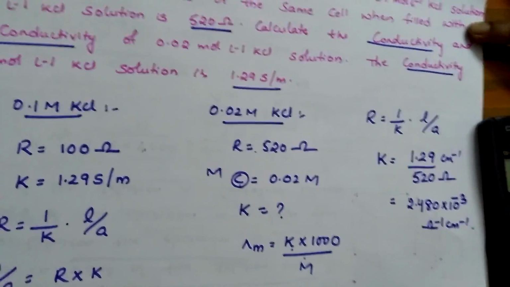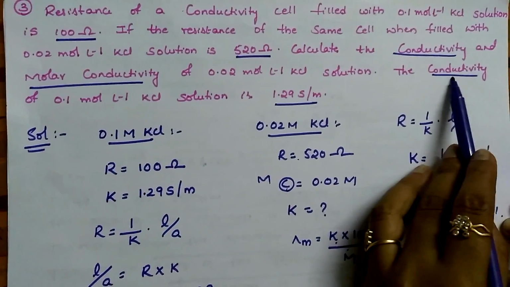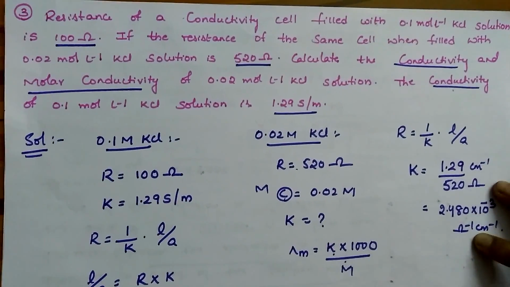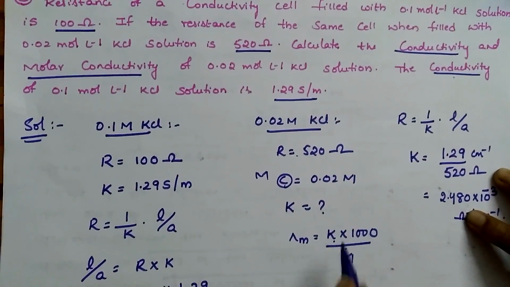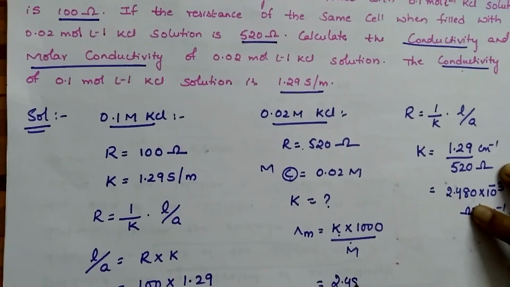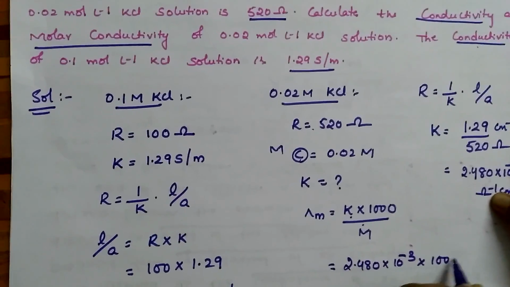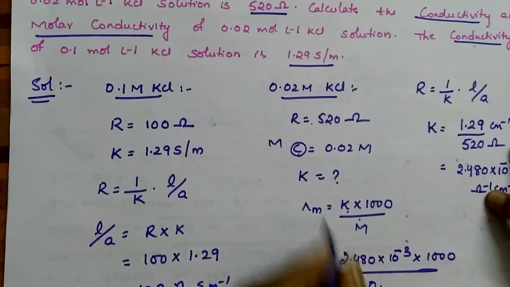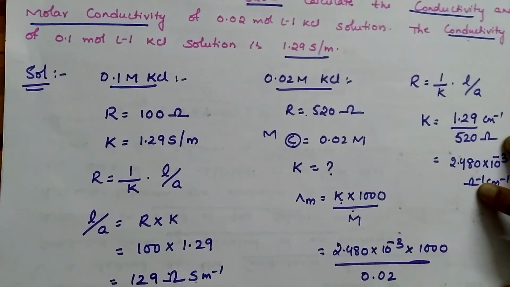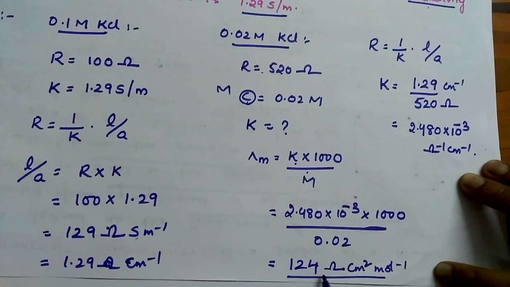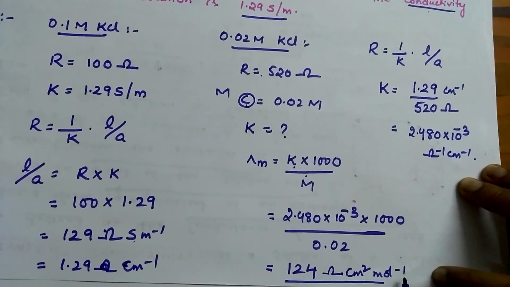Ohm inverse centimeter inverse. This is the conductivity, and next one is molar conductivity. After knowing conductivity, it's easy. Just substitute here 2.480 into 10 to the power of minus 3 into 1000 divided by the concentration 0.02. You will get the answer. We get 124 ohm inverse centimeter square mole inverse.